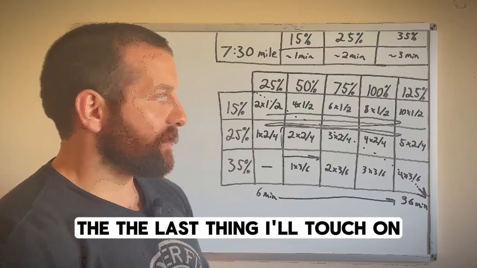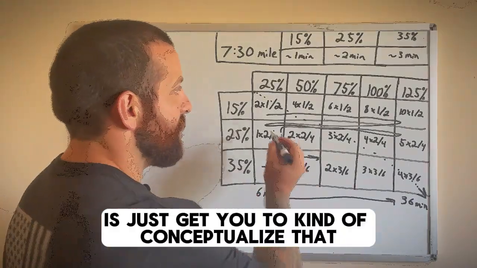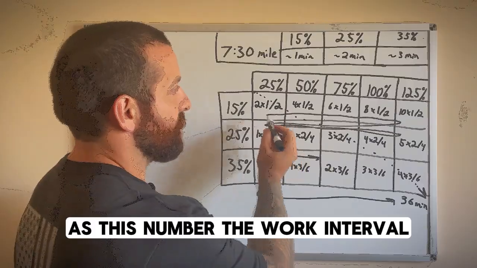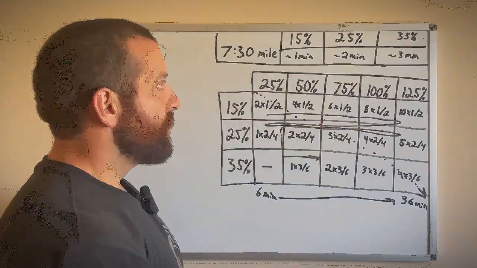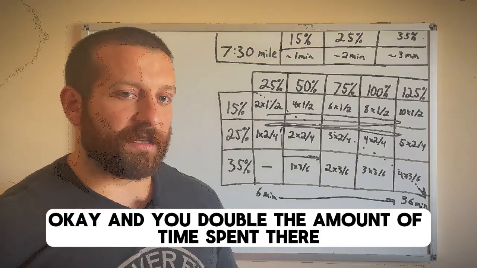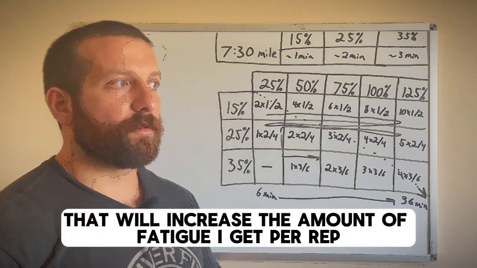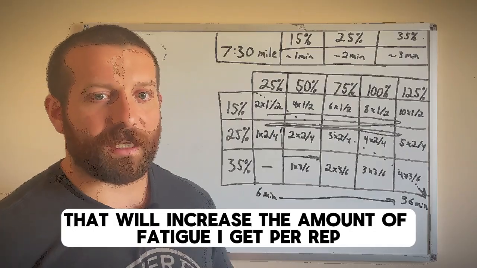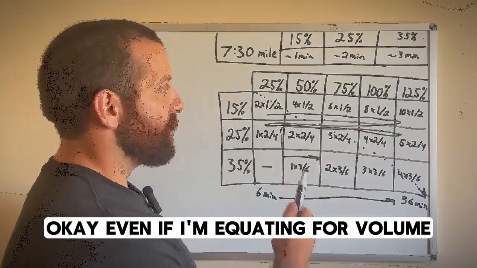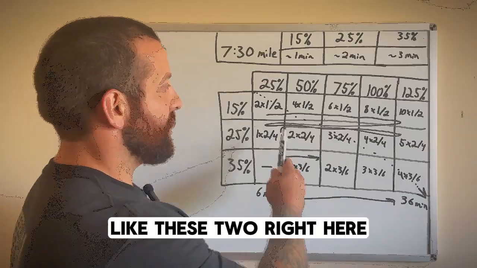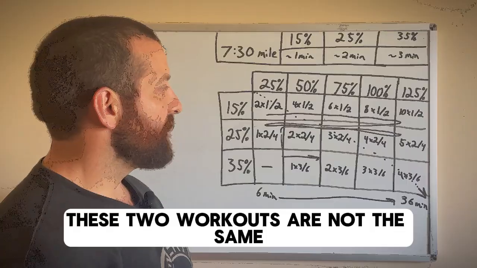The last thing I'll touch on is just to get you to conceptualize that as this number, the work interval, this 1 minute, goes to here, and you double the amount of time spent there, that will increase the amount of fatigue I get per rep, okay? Even if I'm equating for volume, like these two right here, these two workouts are not the same.